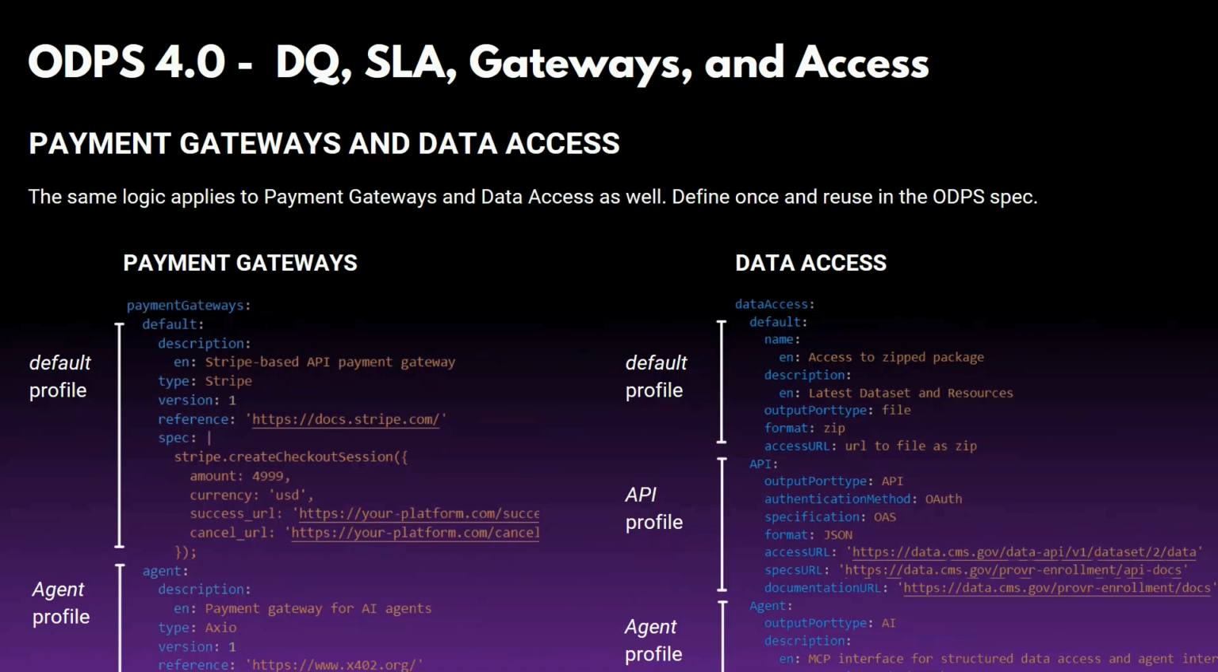But again, now you can see that the default option always has to be the default here again. And then you can have additional, for example, payment gateway profiles. In here is the agent, and same for the data access. Default is there, and then you have API profile, and then you have agent profile. Same logic again. All of these: data quality, SLA, gateways, and access. All of them work the same way.